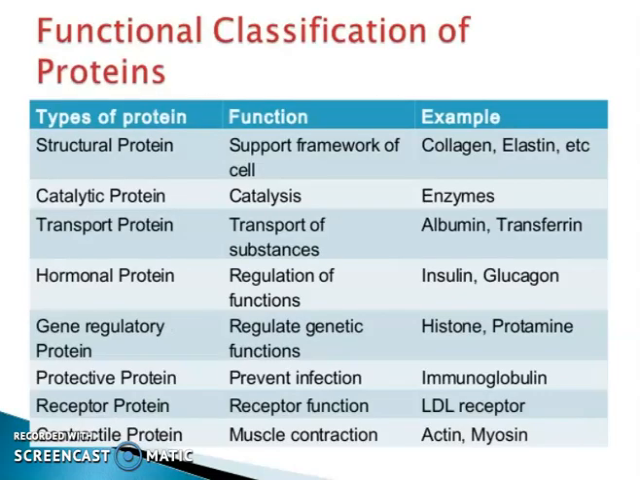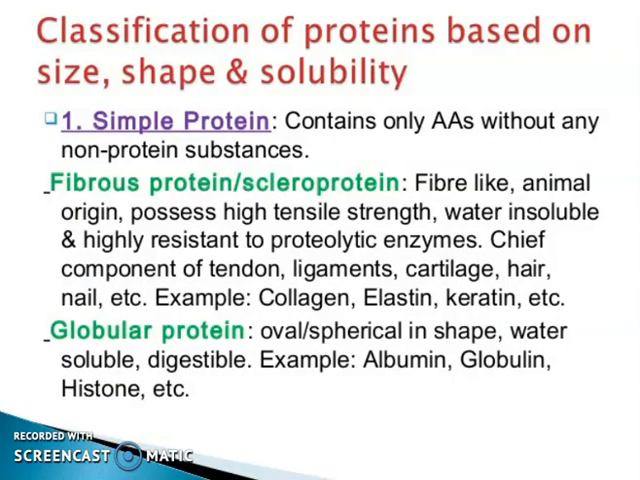proteolytic enzymes. So, functional classification of protein: types of protein and function examples: structural protein, support framework of the cell; catalytic proteins, catalysis; transport protein; hormonal proteins; gene regulatory proteins; protecting proteins; receptor protein; and contractile protein.